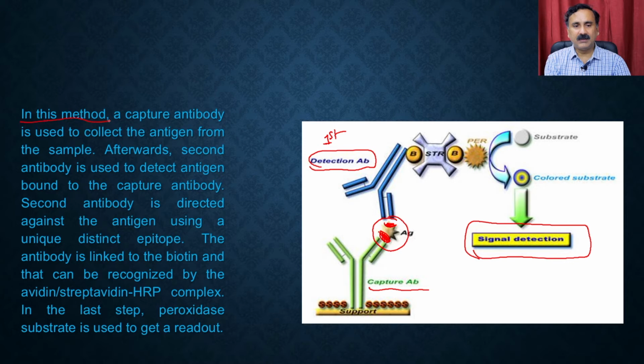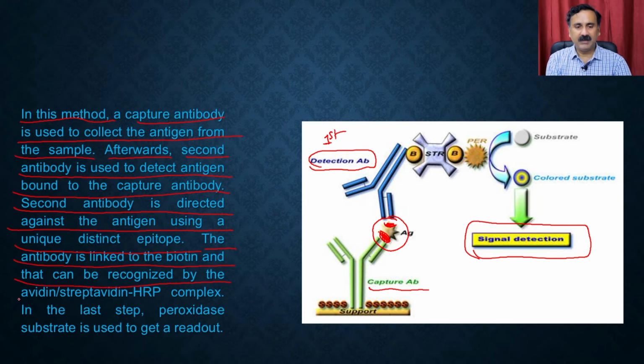So in this method, a capture antibody is used to collect the antigen from the biological sample. Afterwards, a second antibody is used to detect the antigen bound to the capture antibody, and the second antibody is directed against the antigen using a unique, distinct epitope. The antibody is linked to biotin, which can be recognized by the avidin or streptavidin-HRP complex, and in the last step the peroxidase substrate is used to get the readout.